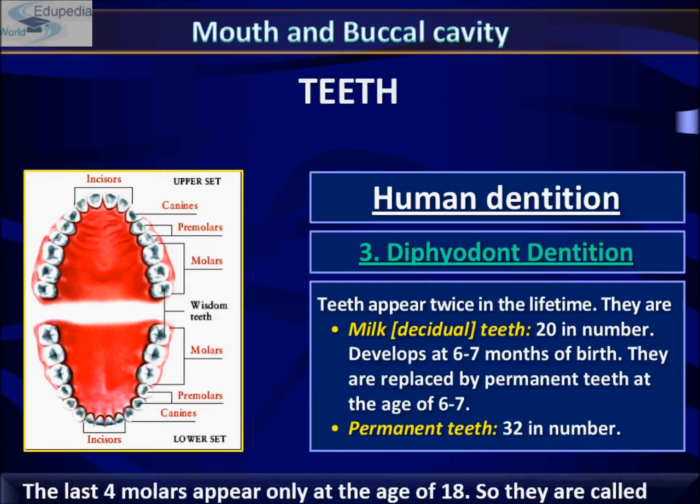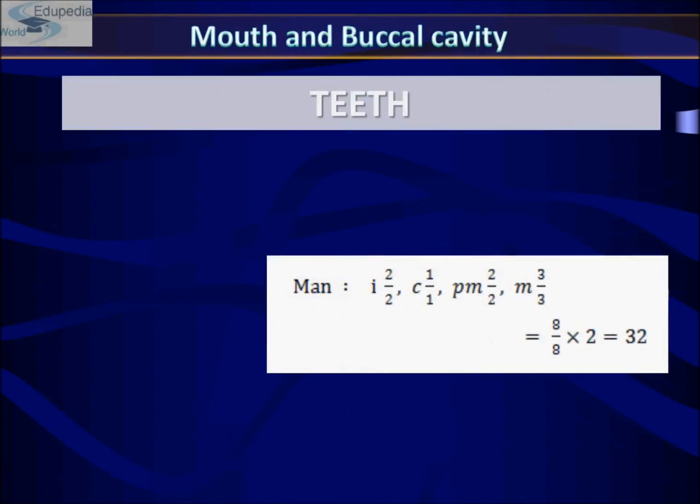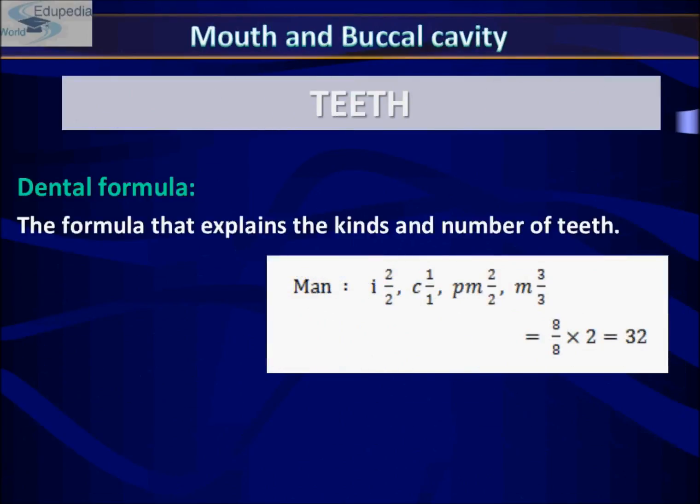The last 4 molars appear only at the age of 18, so they are also called wisdom teeth. Okay, students. Now the dental formula, the formula that explains the kind and the number of the teeth. Incisors, they have 2 on the upper set and 2 on the lower set. Canine, they have 1 in the upper and 1 in the lower set. And premolars, they have 2 in the upper as well as in the lower set of the teeth. Okay. And finally, if we take LCM and multiply it with 2, then the answer comes out to be 32.